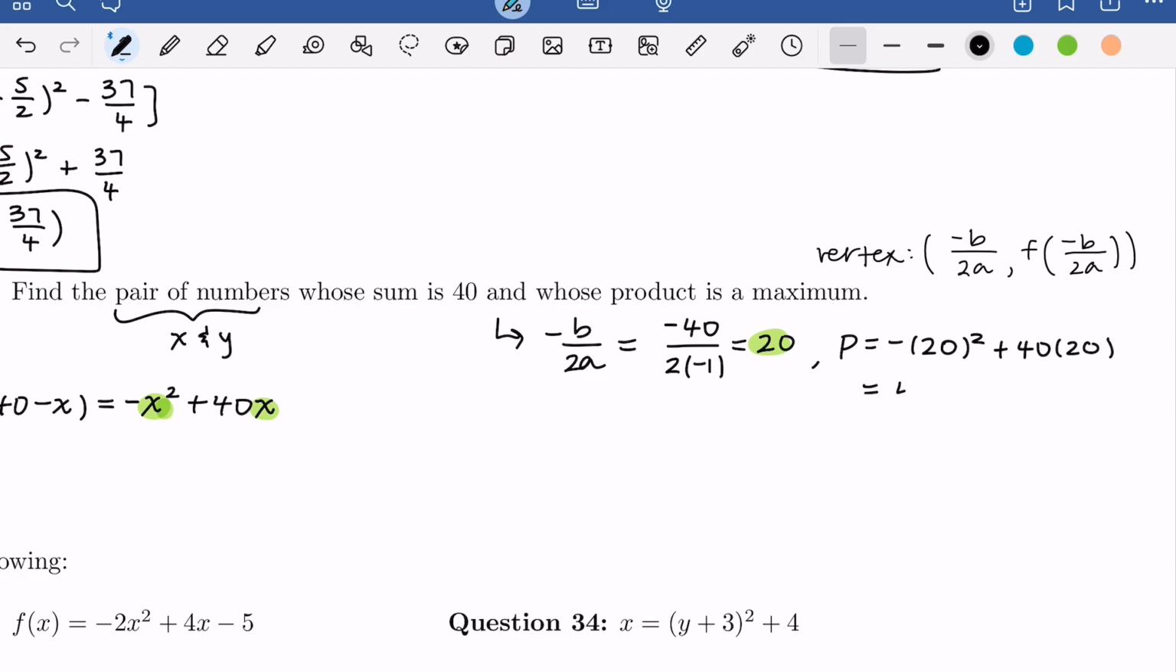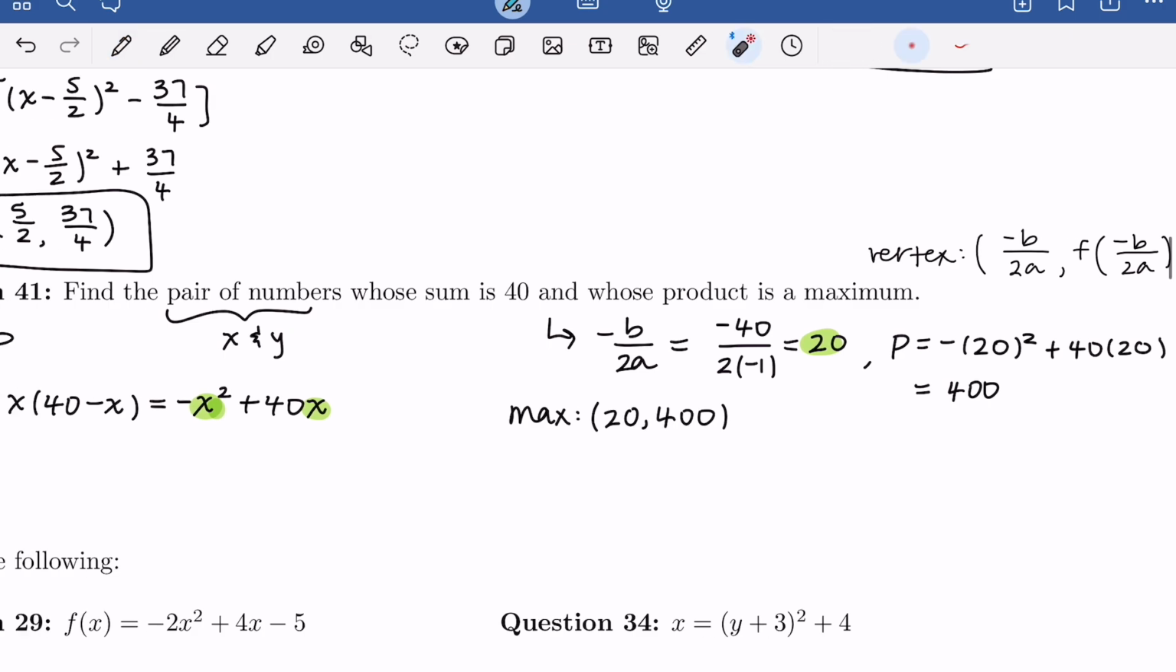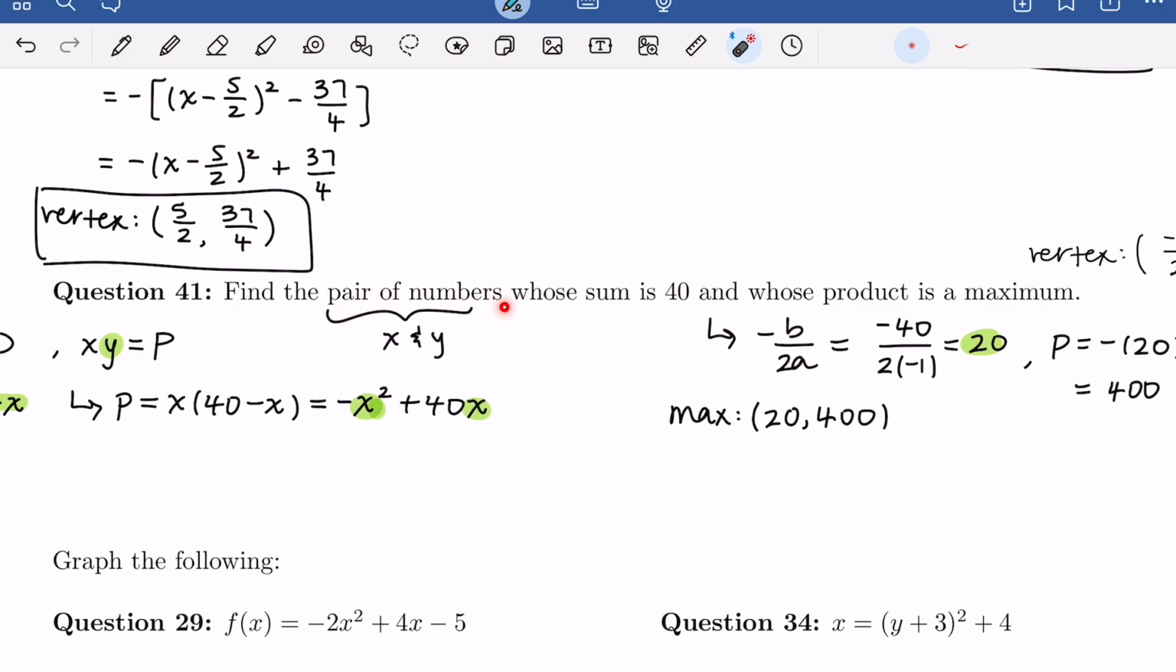This is going to give us 400, and this is the product that we're looking for. This tells us that our maximum value is going to occur at the vertex, and the vertex is 20, 400. All right, but if we go back to the question here, we want to find the pair of numbers whose sum is 40 and whose product is a maximum.